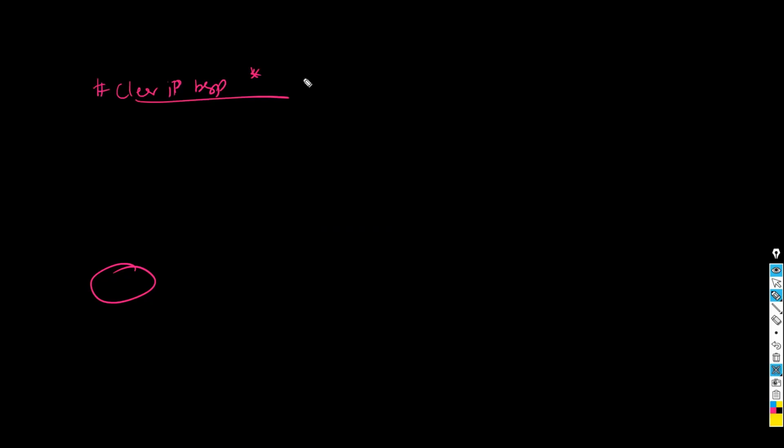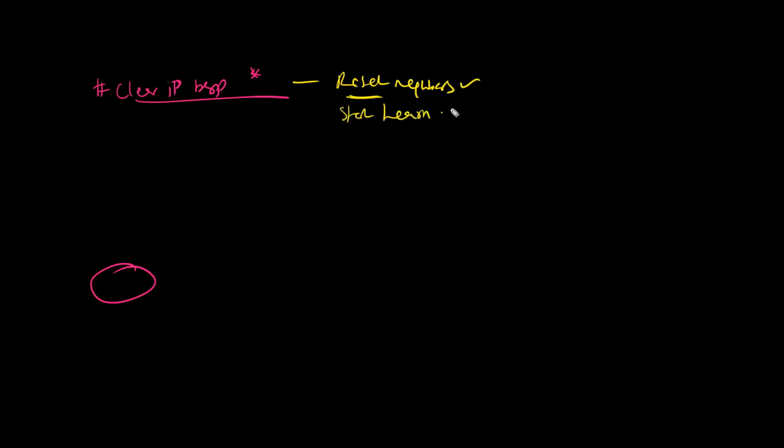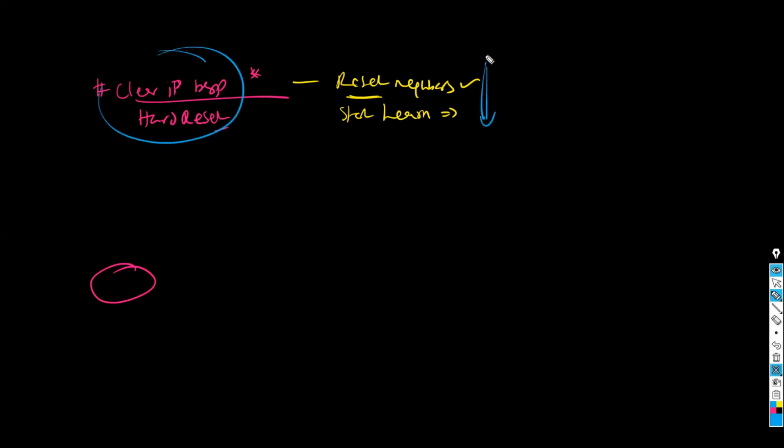What it is going to do is simply reset your neighbors. Resetting your neighbors means it will disconnect them, reconnect them, and start learning the routes again from the neighbors. We call this a hard reset, where you are forcing the neighbor to go down and come up again and start learning the routes. This is not a recommended way, because you are completely removing the neighbor table and relearning the routes.